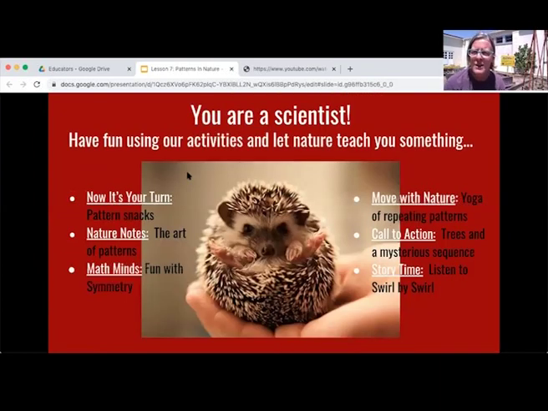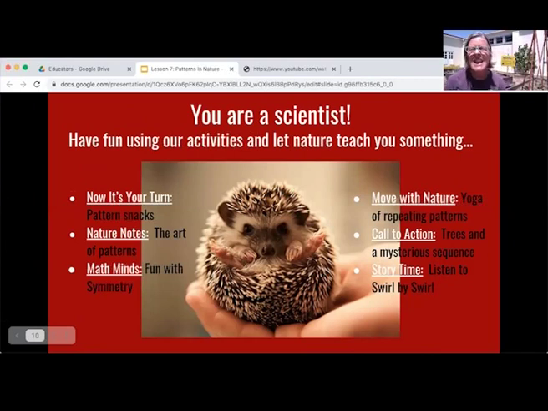All right, as always, we will have some extension activities that we'll send to you guys to continue thinking about patterns. And now it's your turn. You could make a snack where you are that shows a pattern, right? Nature notes are giving us a chance to play and make our own patterns, maybe with a flower petal, maybe with things we have outside, or right in our very inside space.